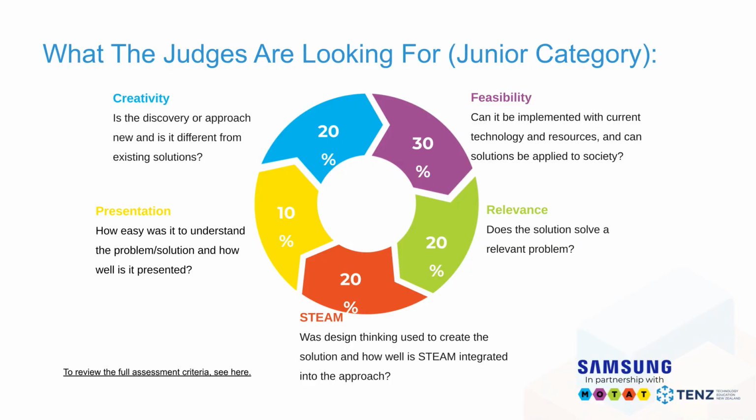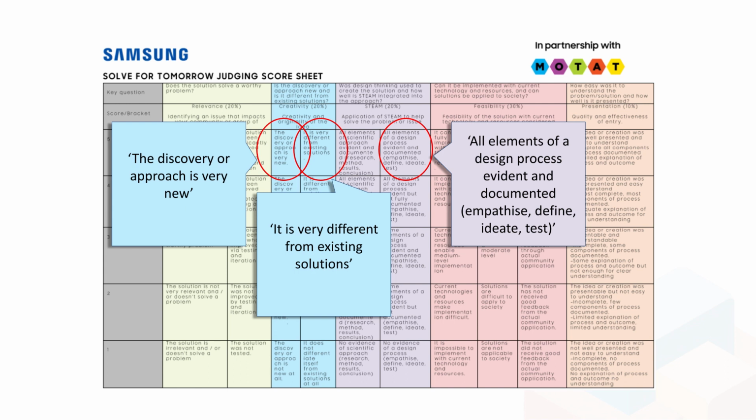When you're confused and you're still trying to figure out what you're going to do and how you're going to do it, give us all of that evidence, because it's really rich for us to be able to make an assessment, which segues nicely into what the judges are looking for in the junior category. So the work you do in ideation and concept development pops up into the creativity and the STEAM criteria, both with 20%. In the creativity criteria, we're going to be assessing whether the discovery or approach is very new.